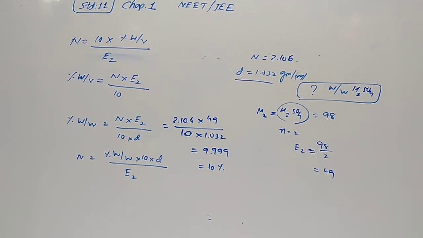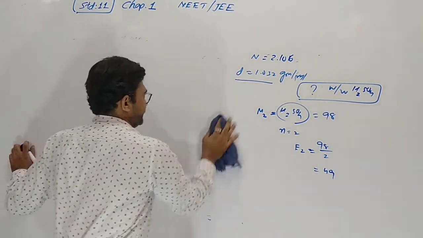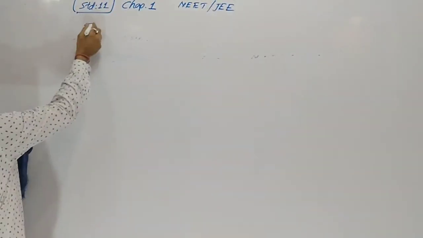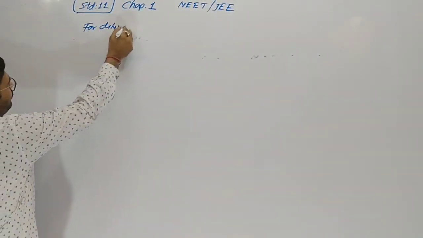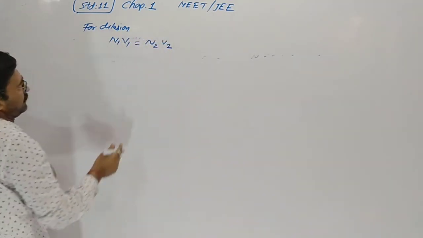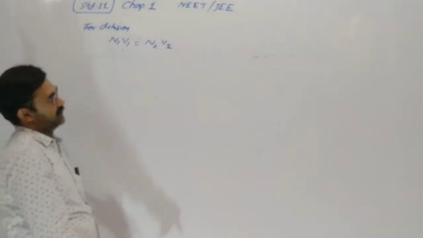The formula of normality is similar to that of molarity for dilution. We want to dilute the solution. For dilution, N1V1 equals N2V2. Initial normality and initial volume are given. Then we can derive the final normality if the final volume is known.